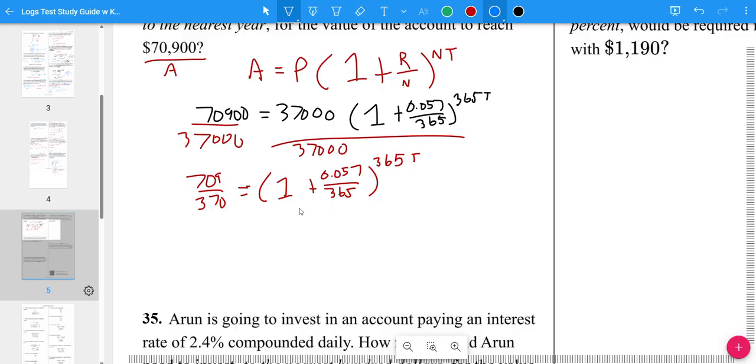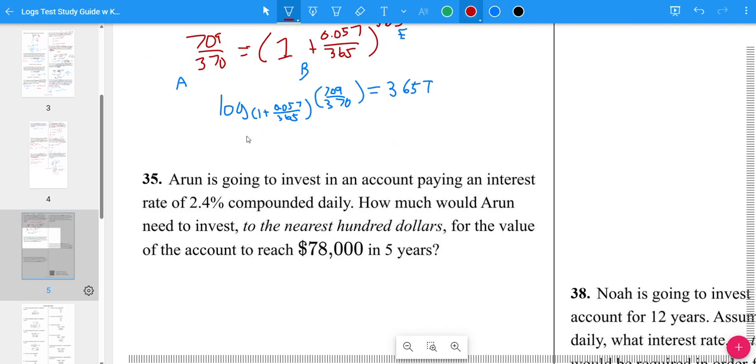Now I'm going to use logs. This is my base. This is my exponent. This is my answer. So log base all of this. I'm just writing parentheses because it's one big thing. Log base this of my answer equals 365t. So let's rewrite this with the base on the bottom.